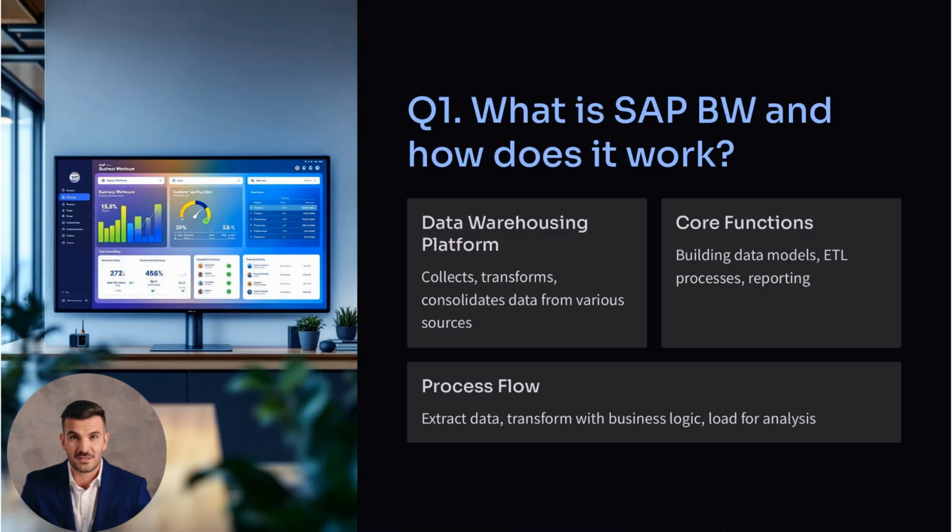So your first question is, what is SAP BW and how does it work? Answer. In simple terms, SAP BW stands for Business Warehouse. It's a data warehousing platform that helps in collecting, transforming, and consolidating data from different sources so that it can be used for reporting and analysis. BW is mainly used to build data models, ETL processes, and create reports for decision-making. It works by extracting data, transforming it based on business logic, and then loading it into structured formats for analysis.